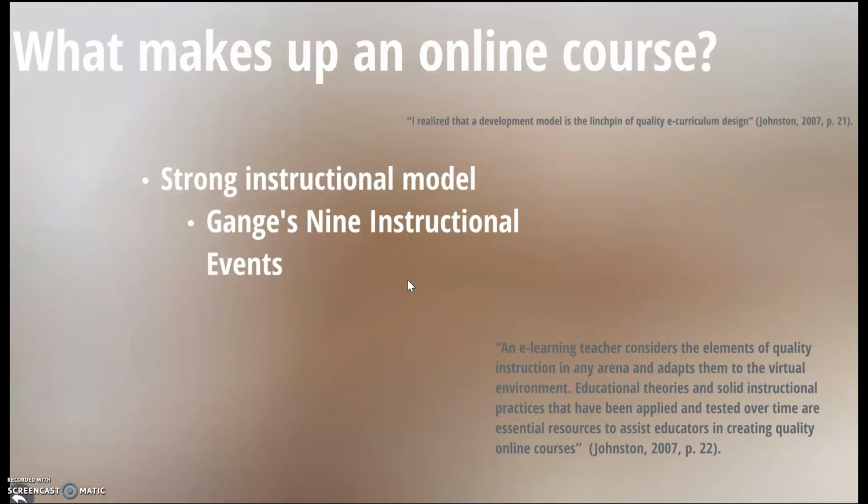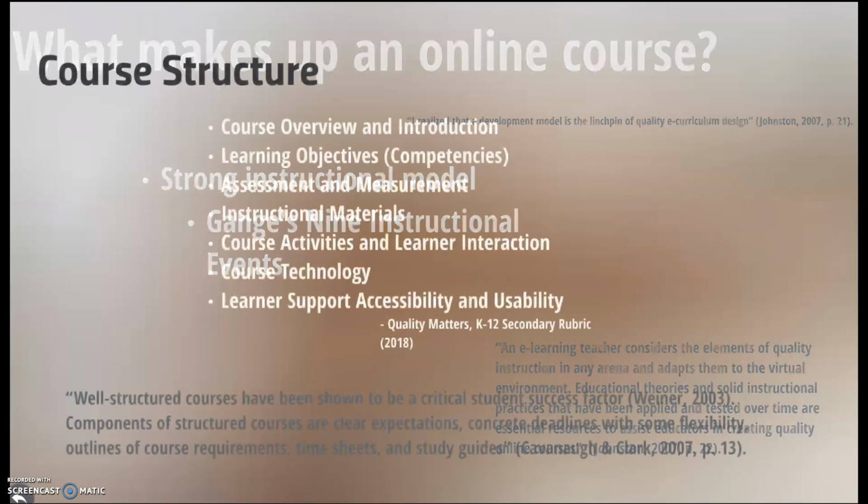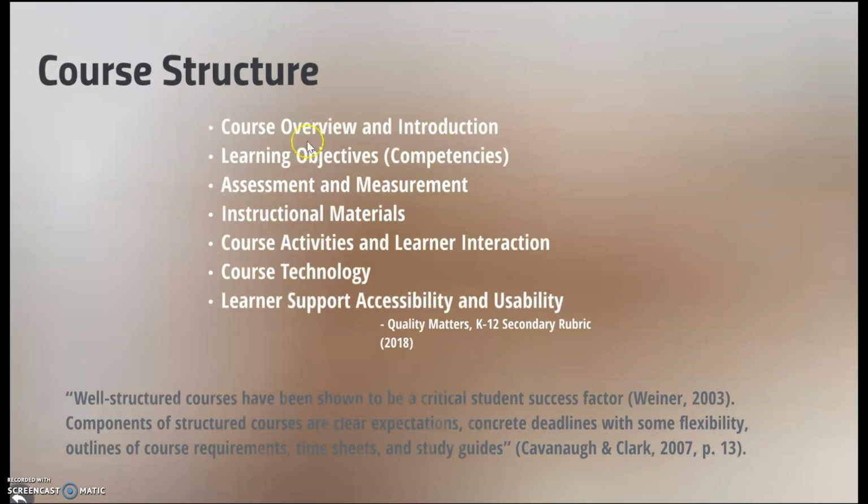The first step of an online course is that you have a strong instructional model. Gagne's 9 instructional events was used originally in person-to-person teaching, but anything that was used in a non-digital learning experience could be transferred to a digital world. And you want to use things that are applied and tested over time. So these are the pieces of a course structure.